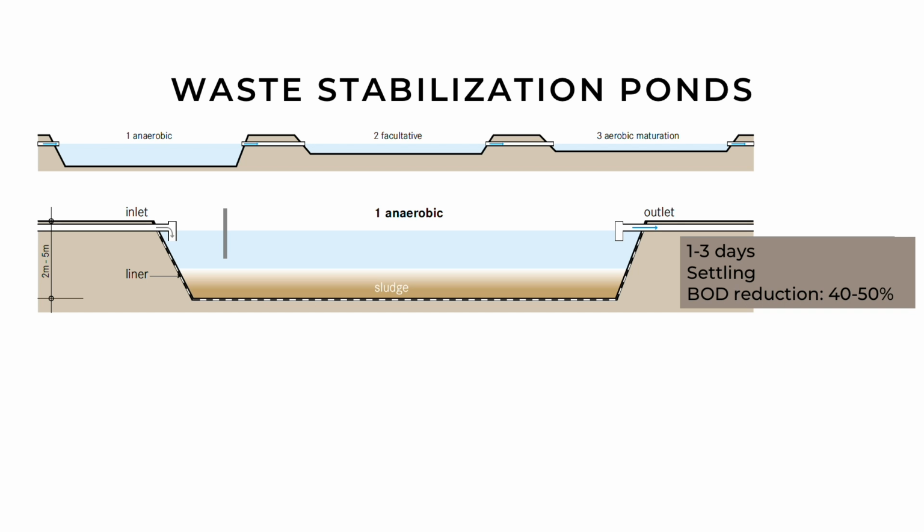As you can see here, anaerobic ponds are the smallest and deepest, built to a depth of 2 to 5 meters. As the receiver of the pretreated raw sewage, its main function is sedimentation of suspended solids. With a hydraulic retention time of 1 to 3 days, it can reach a BOD reduction of 40 to 50%.